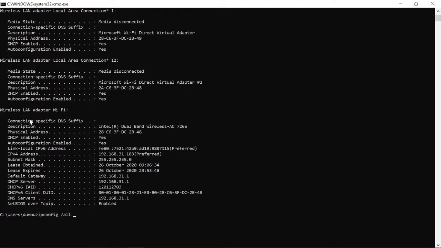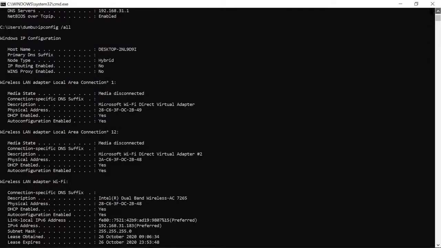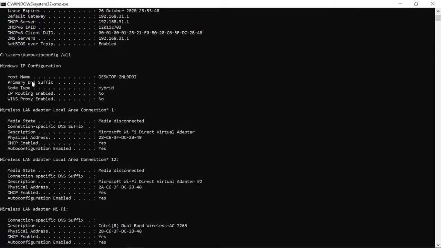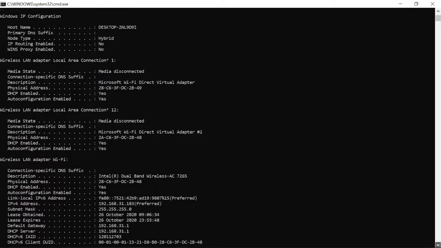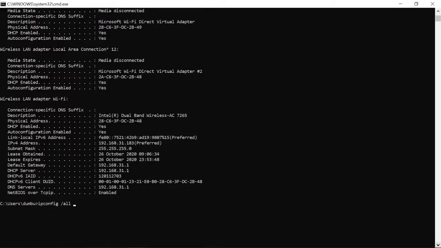Not only that information, there is other information also here. The Windows IP configuration, the host name, IP routing enabled, and then wireless adapter information. That is the physical address information. After that, there is physical address information for the media disconnected adapter. For the LAN adapter, this is the physical address. For each and every adapter, there is a physical address. This is the MAC address. I think it is clear?